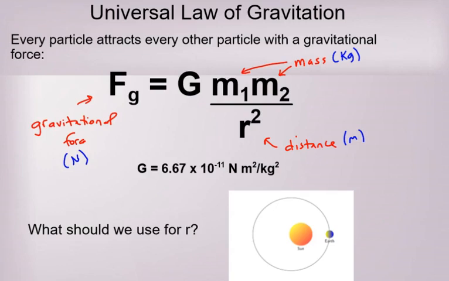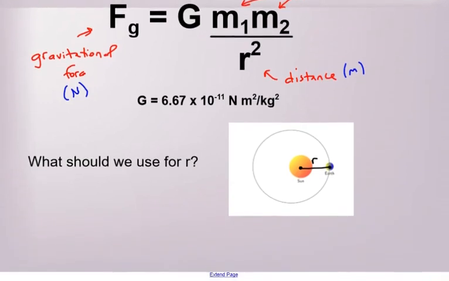Now, a lot of these problems are going to involve big objects that are far away, so what do I use for r? Well, r is going to be the distance from the center of mass of one thing to the center of mass of the other thing. So r is going to be from center of mass to center of mass. Now, what does G mean? What does 6.67 times 10 to the negative 11th newton meters squared over kilograms squared even mean?